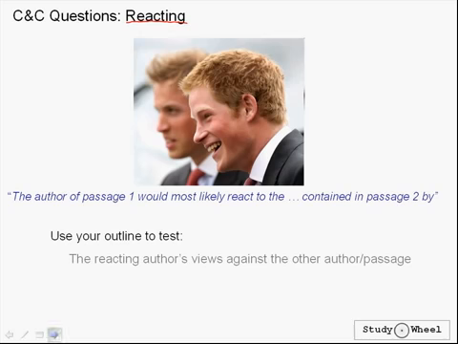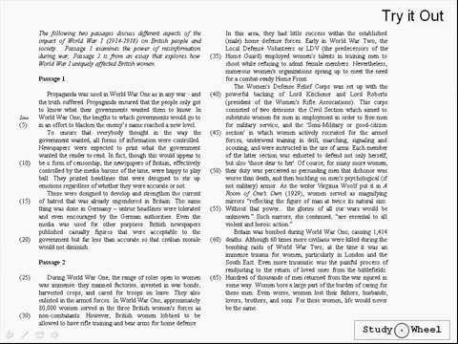So let's go ahead and see how this works with a passage right here. So here we've got two passages. Our first step is that we're going to want to look at what the topic is. The following two passages discuss different aspects of the impact of World War I on British people and society. So our topic is World War I impact on British society.